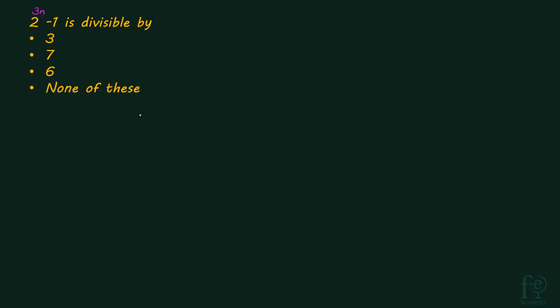Next question. 2 raised to 3n minus 1 is divisible by. So here you are having none of these options, so you have to be very careful. You have to prove by the principle of mathematical induction. Then only you will be getting the correct answer. Sometimes it might be none of these, so you have to go through both the steps.